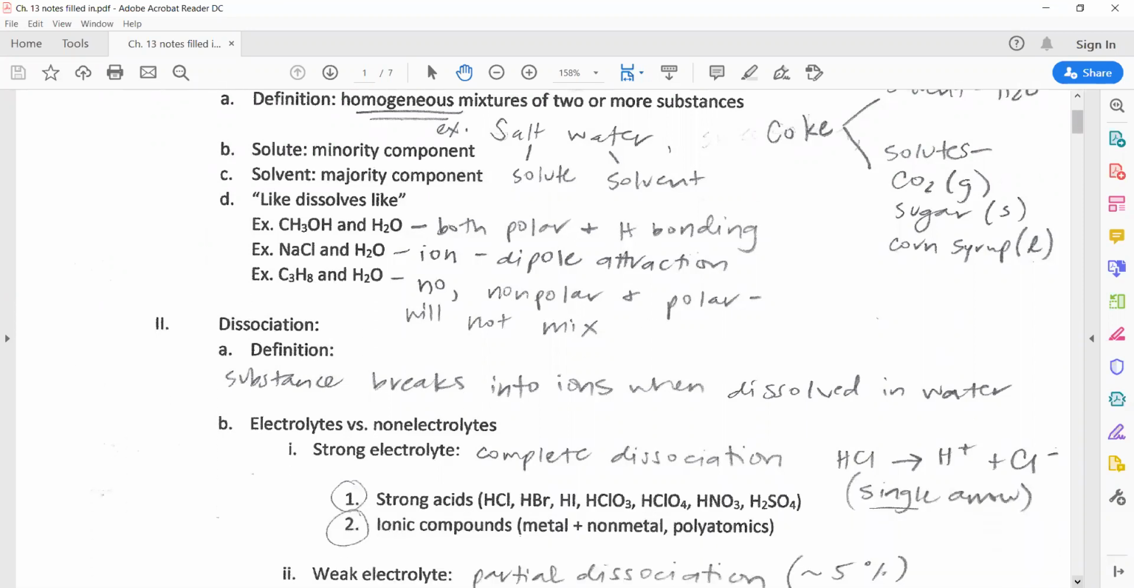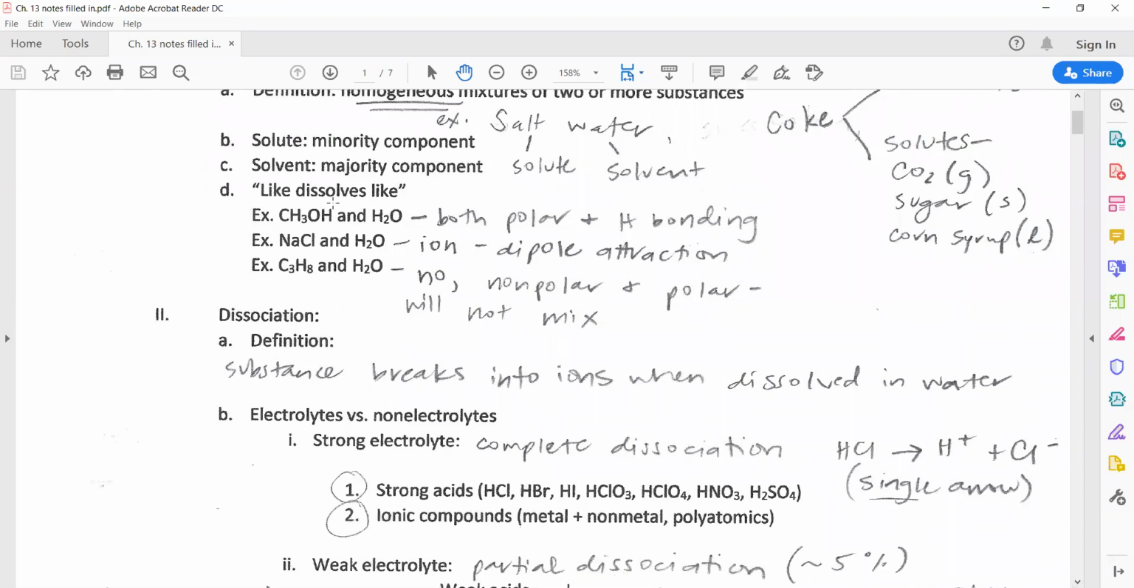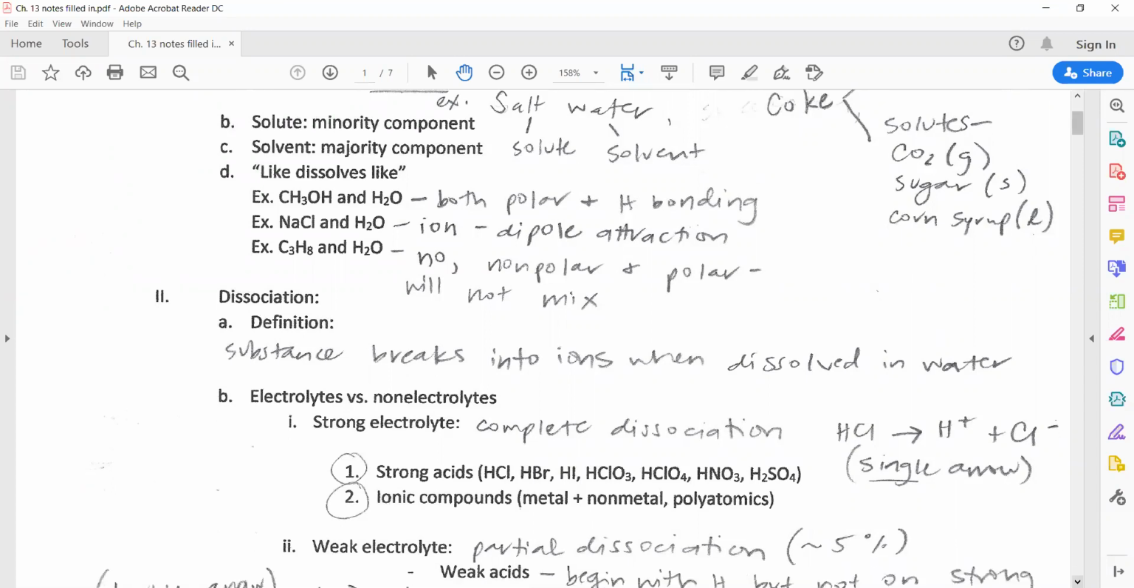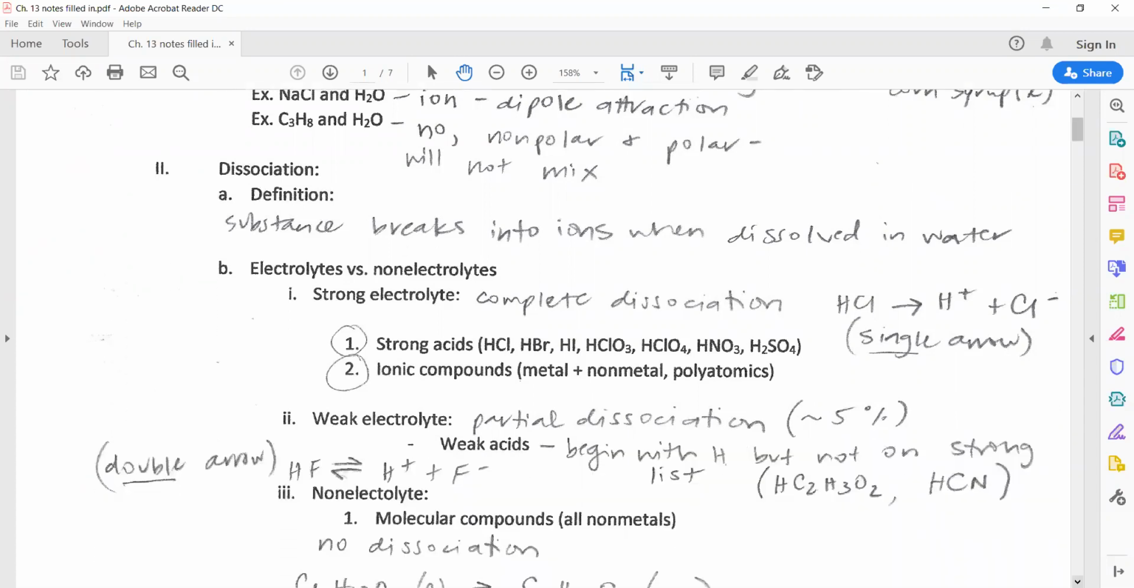When things dissolve, what dissolving means is that one substance just spreads throughout the other. But if you dissociate, which is this next word, that means not only do you distribute, but you also break into your individual ions. So here the definition is when a substance breaks into ions when it is dissolved. So you could be a strong electrolyte, a weak electrolyte, or a non-electrolyte.